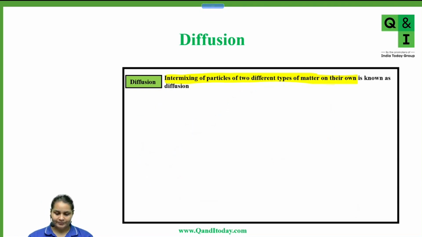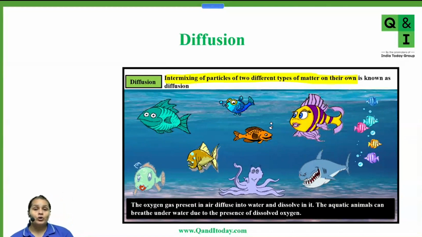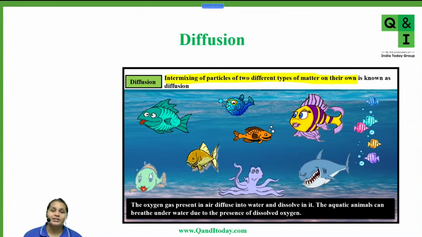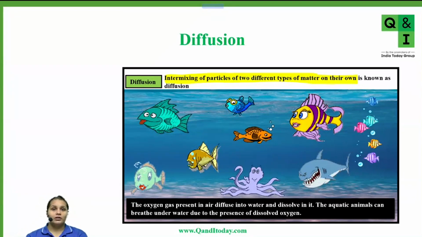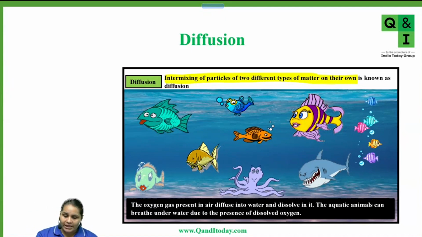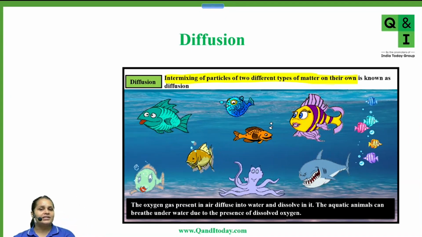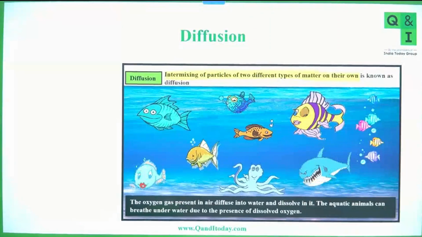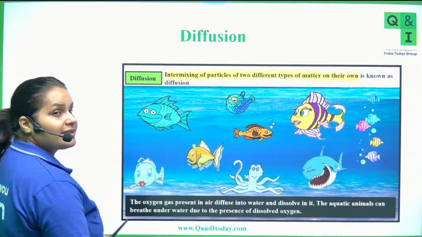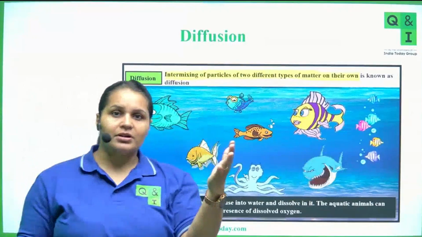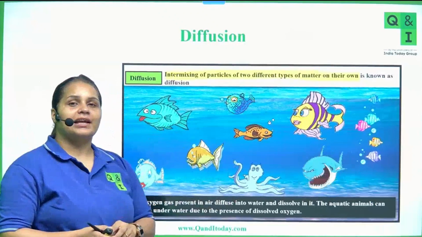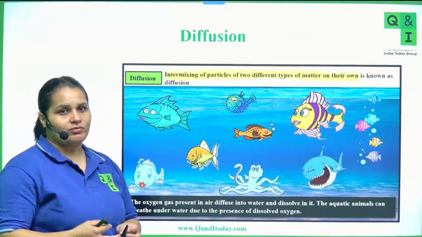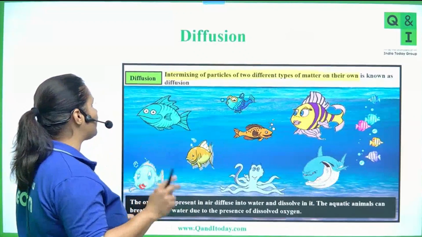Next one, how do aquatic animals get oxygen in water? Because oxygen is in the atmosphere. How do they get oxygen in water? Because oxygen gas diffuses into the water and then gets dissolved into it, right? The oxygen in the atmosphere gets diffused in water and dissolved in it, and then aquatic animals take up the dissolved oxygen which is present in the water. Okay, that's the second example of diffusion.